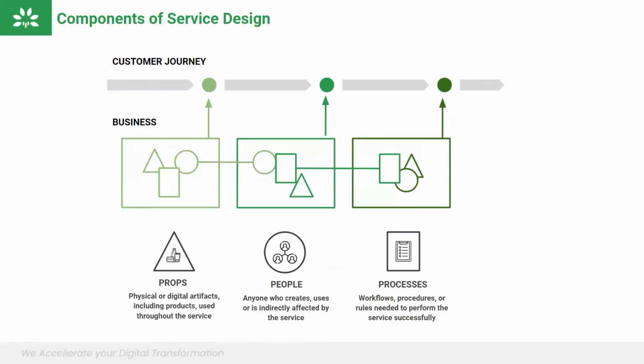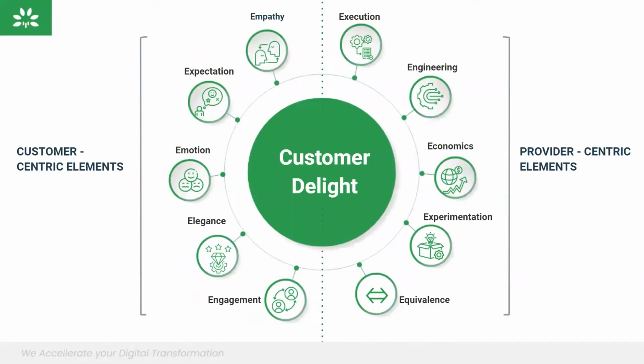Customer journey. So people, processes, and props together are involved in a customer journey, and they are used to create a better service design. In service design, we have different elements like the customer centric elements like expectation, emotion, elegance, engagement, and provider centric elements like engineering and economics. So we have to have a balance of all these to create a customer delight.